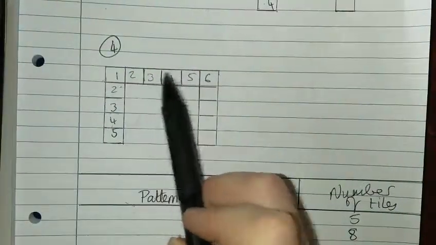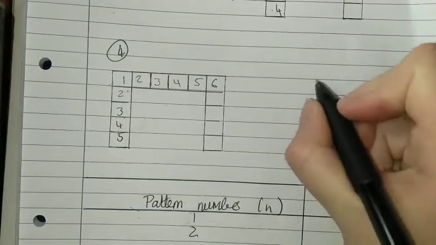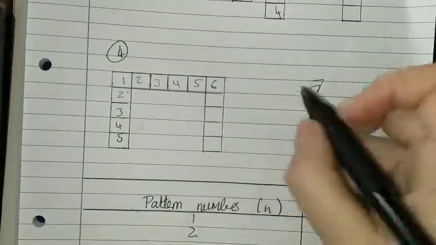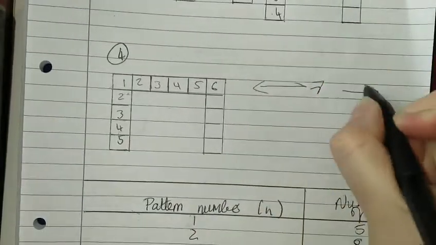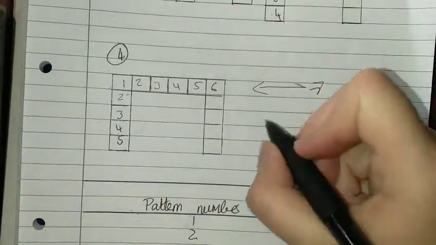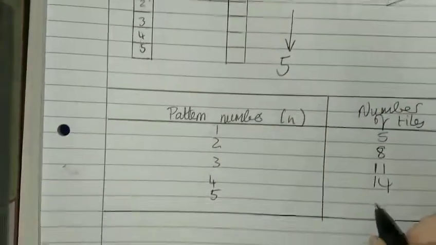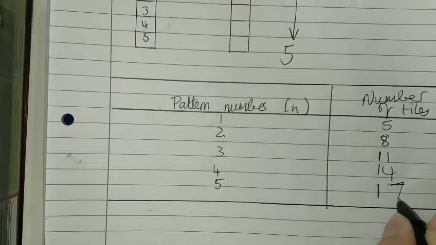Then the next one, 1, 2, 3, 4, 5, 6 plus 4 is 14. And then the next one we'll have 7 all together. So it'll be 7 this way, and then going down it'll be 1, 2, 3, 4, so that'll be 5 on each. So it'll be 7 plus 10. So it will be 17.